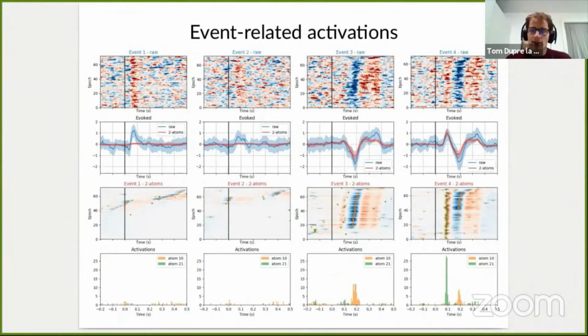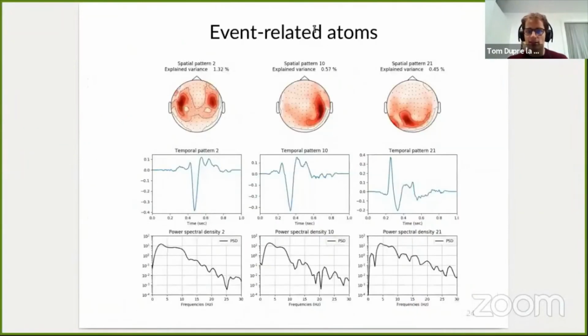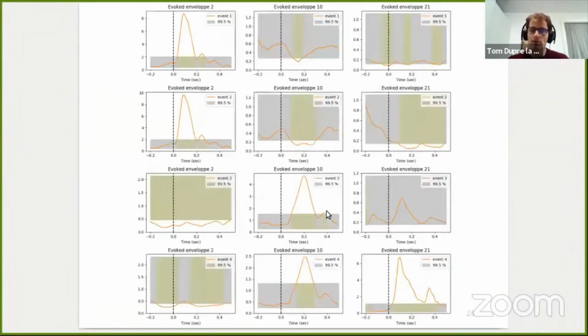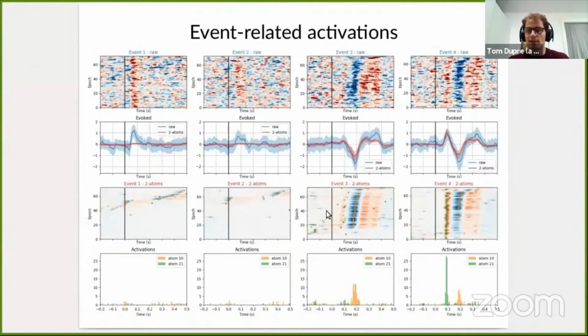So this is just not concluding anything with this particular dataset. This is an example of what you can do with this kind of model: you can not only extract the atoms with their spatial and temporal components, but also look more precisely at their activation and how they relate to your experiment.